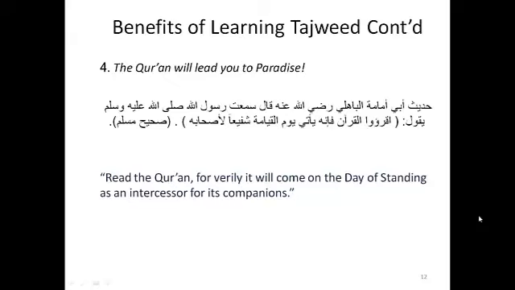Which means read the Quran, for verily it will come on the day of standing as an intercessor for its companions.